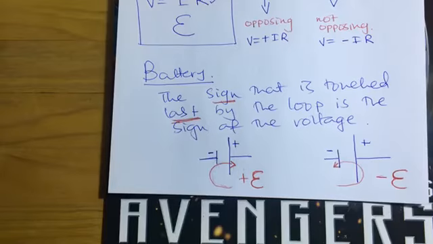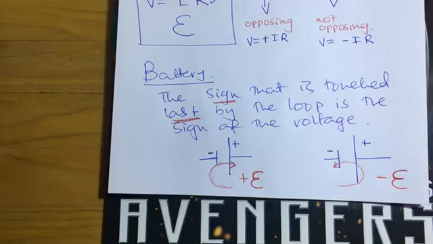So you guys need to know the difference between a battery and a resistor. And the mnemonics will help you. For a resistor, resistors love opposition. For a battery, the sign that is touched last is the sign of the voltage.